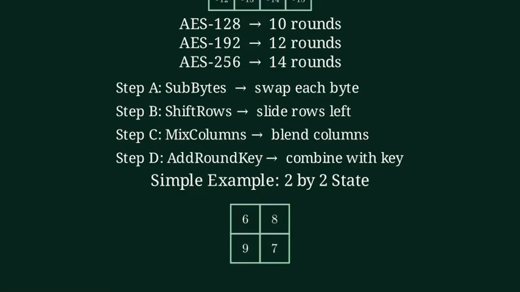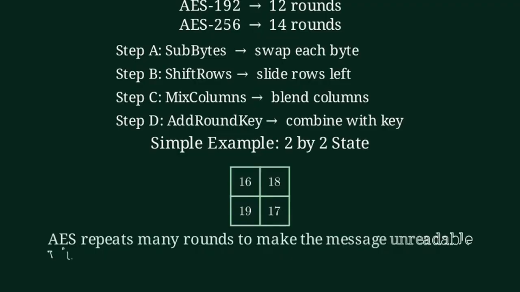Step 2 is ShiftRows. The bottom row slides left by one position, so 7 and 9 swap places. Step 3 is AddKey. We add a key value of 10 to every slot, so the new grid becomes 16, 18, 19, and 17.